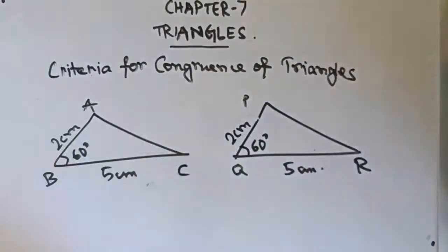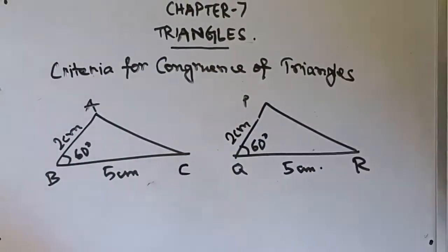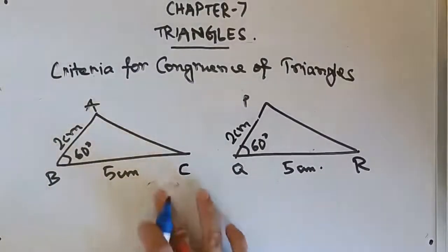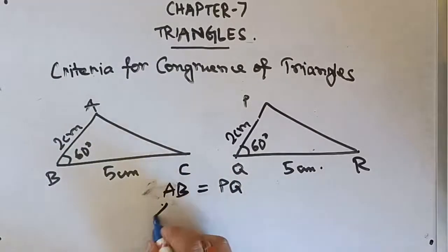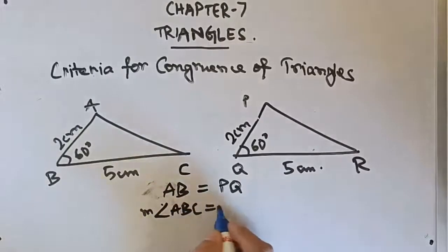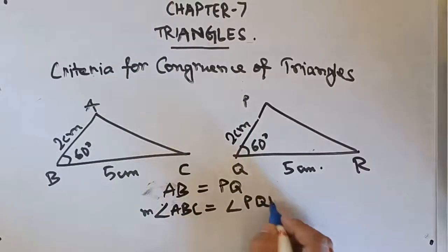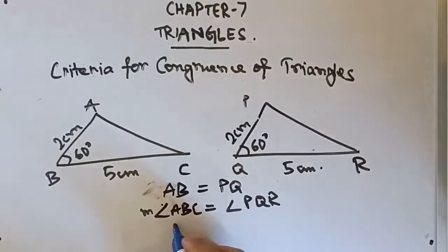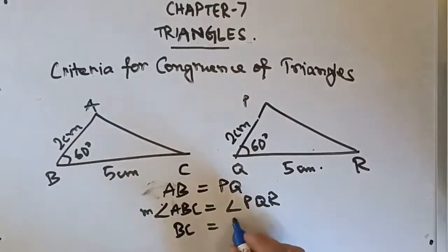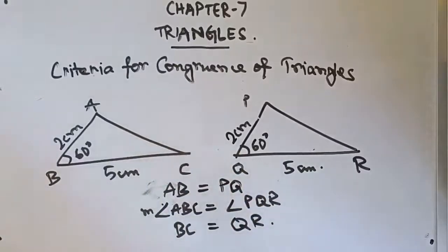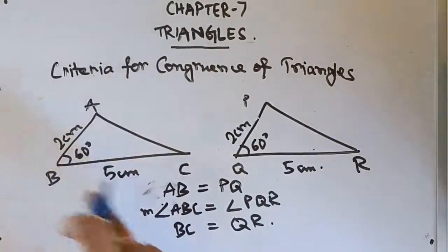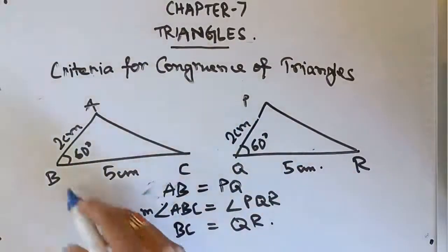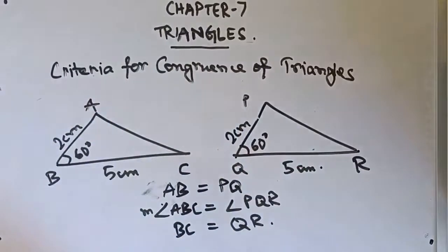of measure 60 degree. So in these two triangles ABC and PQR, you can see that side AB is equal to side PQ, and measurement of angle ABC is equal to angle PQR, and side BC is equal to side QR, such that side AB is equal to side PQ, and the included angle between these two sides, that is AB, BC, and PQ and QR, there is angle B and angle Q are of equal measure.